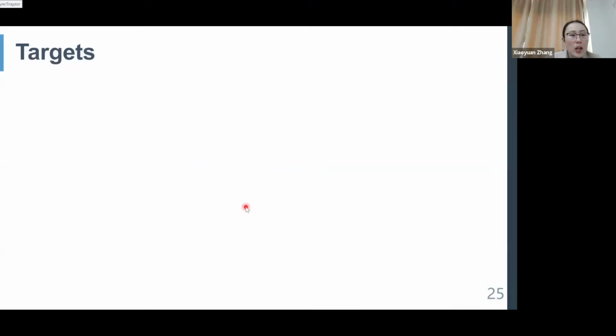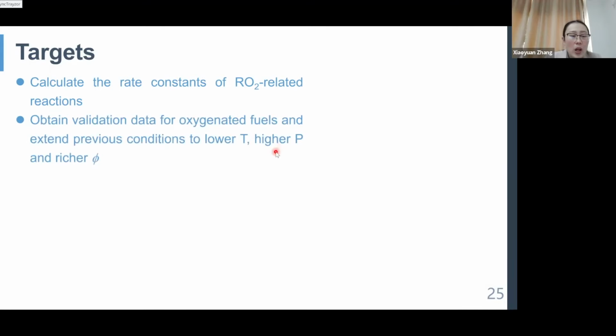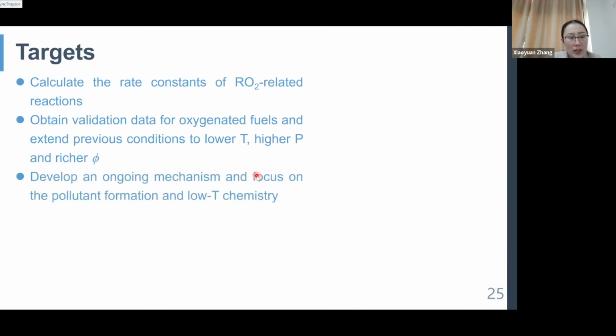So in this work, we would like to compute the rate constants of RO2 related reactions to provide more accurate sources for model development. And then we are also aiming at obtaining the validation data for oxygenated fuels and extending previous conditions to wider conditions, and also developing an ongoing mechanism focusing on the pollutant formation and low temperature chemistry.